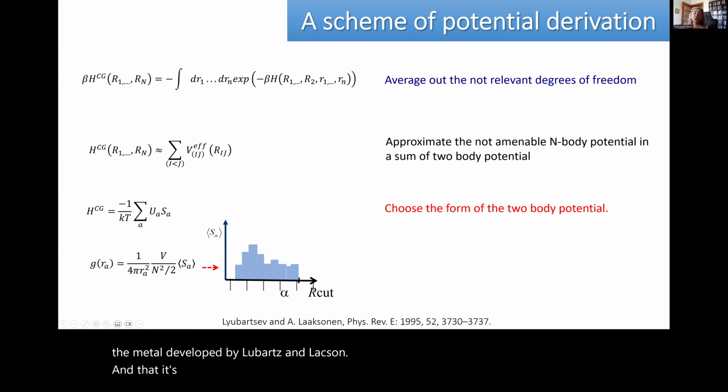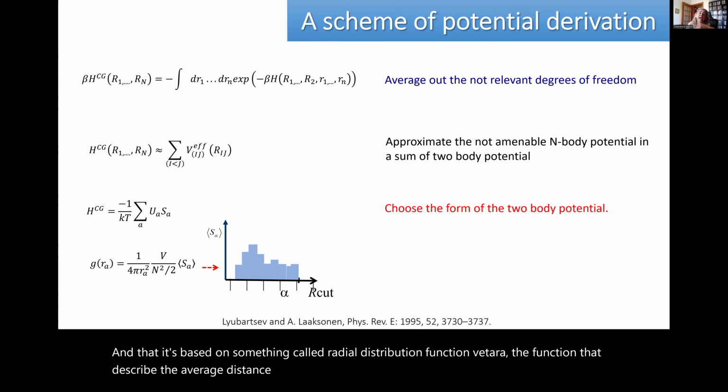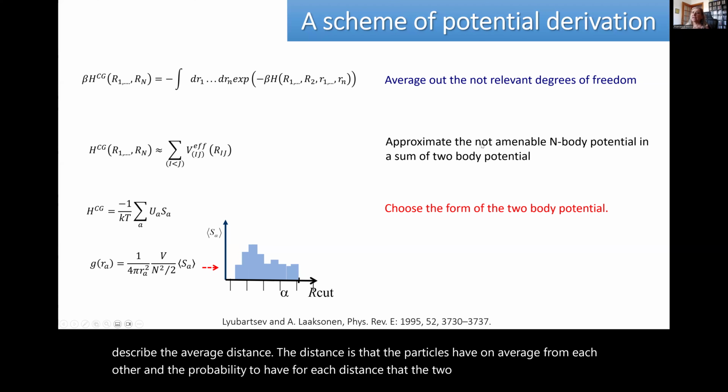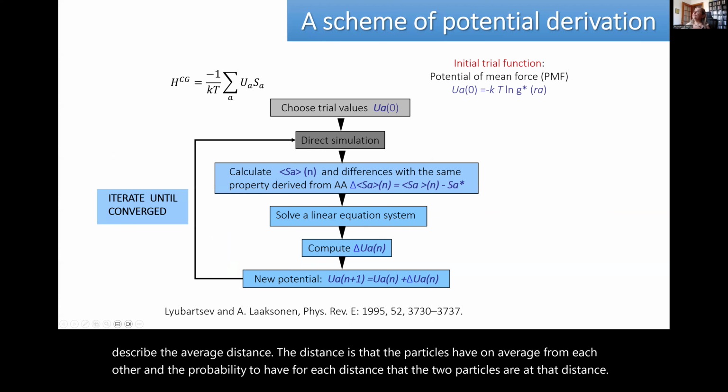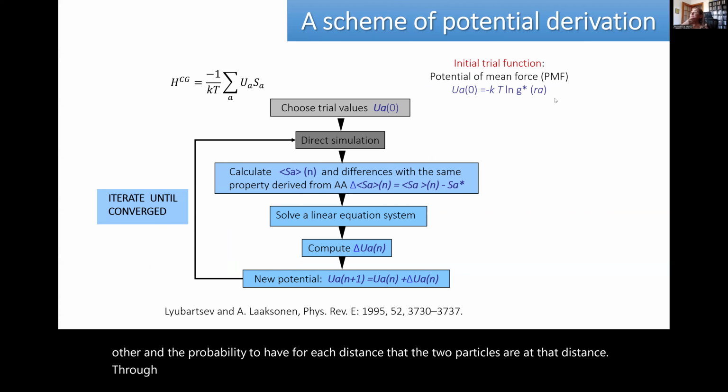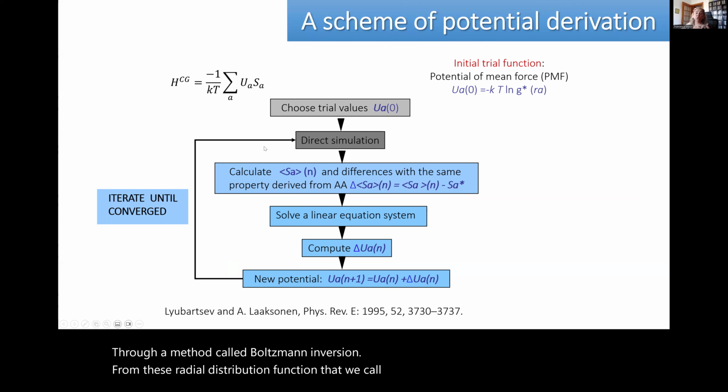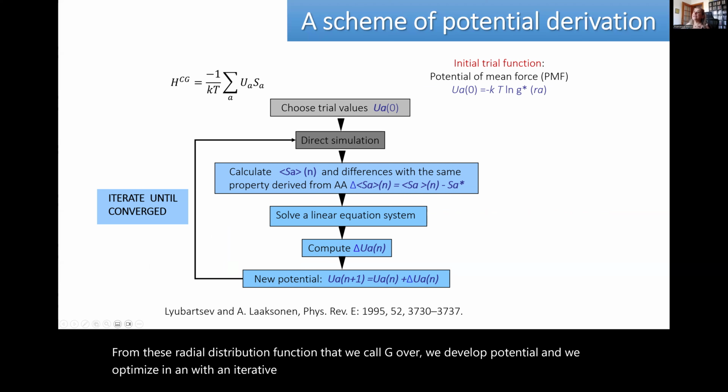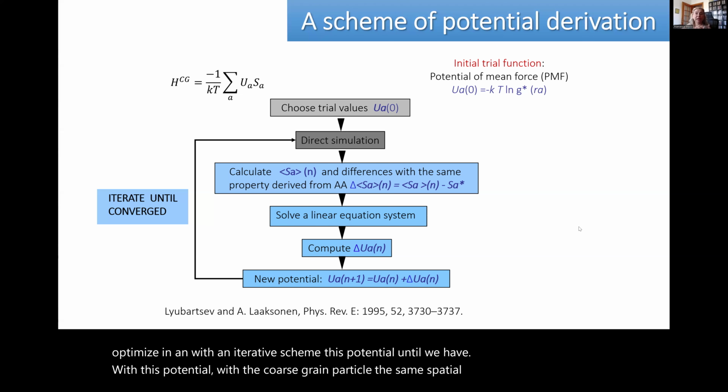So the method developed by Lyubartsev and Laaksonen is based on something called the radial distribution function, which describes the distances that the particles have on average from each other, and the probability for each distance that two particles are at that distance. And from this radial distribution function, which we call g(r), through a method called Boltzmann inversion, we develop a potential, and we optimize this potential with an iterative scheme until, with the coarse-grained particles, we have the same spatial description that we have with the atomistic description.